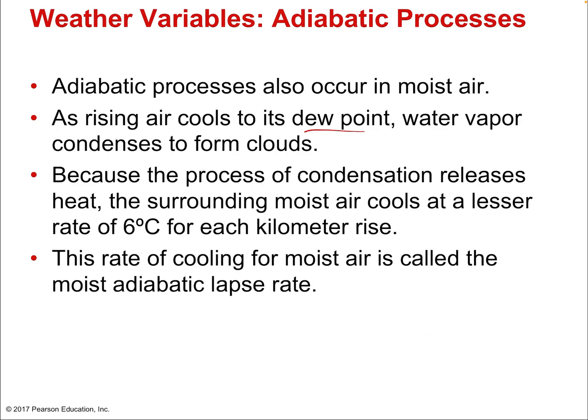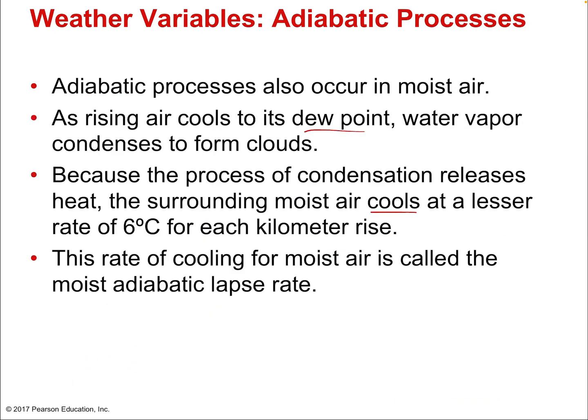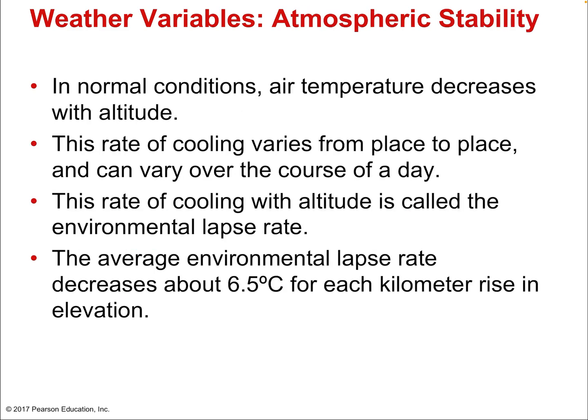Because the process of condensation releases heat, the surrounding moist air cools at a lesser rate of only 6 degrees Celsius for each kilometer of rise. Okay, so the idea is if this is dry air, then we're going to have a 10-degree temperature drop per kilometer that it rises. But if it's moist air, there's an extra way for energy to be dissipated, and so we only get about a 6 degree drop per kilometer of rise. This rate of cooling for moist air is called the moist adiabatic lapse rate, as compared to the dry adiabatic lapse rate. Okay? So, in normal conditions, air temperature decreases with altitude.